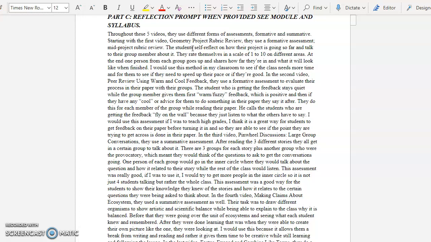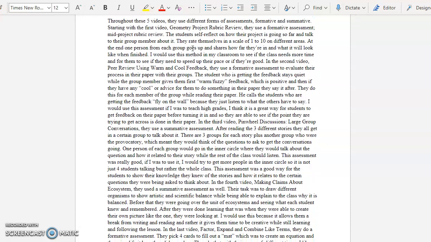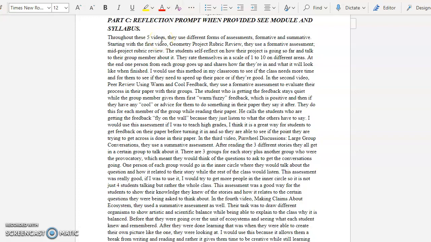Starting with the first video, Geometry Project Rubric Review, they used a formative assessment called Mid-Project Rubric Review. The students basically self-reflect on their own project and how far they've gone and what they think is the hardest and the easiest part. They talk to their group members about it and they rate themselves from a scale of 1 to 10. For example, a student rated himself a 0 because he had to start all over, so he was a little bit more behind.